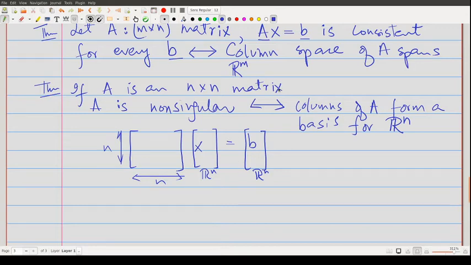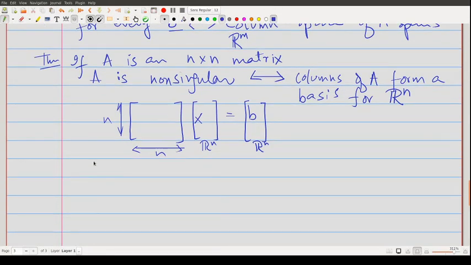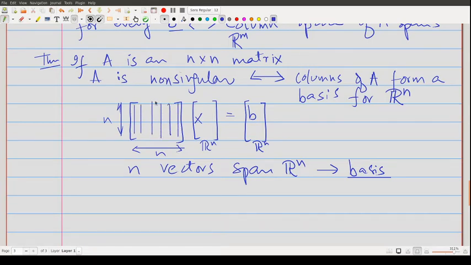And so the column space of A must span Rn in this case, because m and n are equal. And so if n vectors span Rn, then of course you have a basis, because for an n dimensional space you need n vectors. So thus you have a basis for Rn. So one particular basis for Rn will be all of these columns of A.